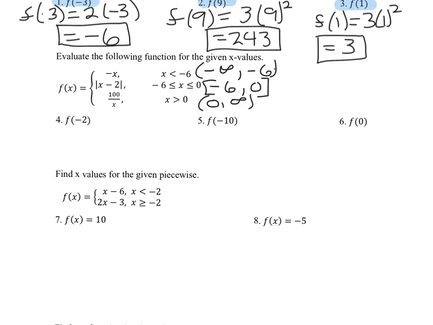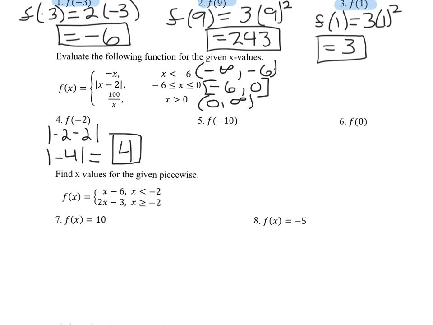Now let's use these inequalities and interval notations to find our answers. Looking at -2, I would venture to say that's between -6 and 0. Which equation does that talk about? That talks about our middle one. So that means I have -2 minus 2. Well, -2 minus 2 is going to be -4, but we have to remember the absolute value: any number inside that absolute value is going to turn positive. And so our answer for this one is going to be 4.